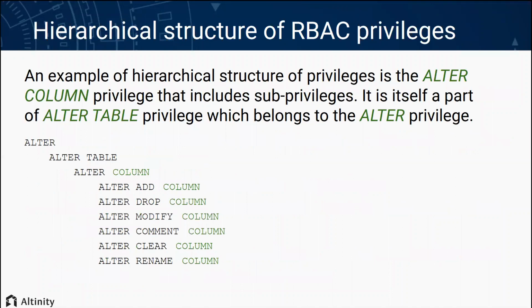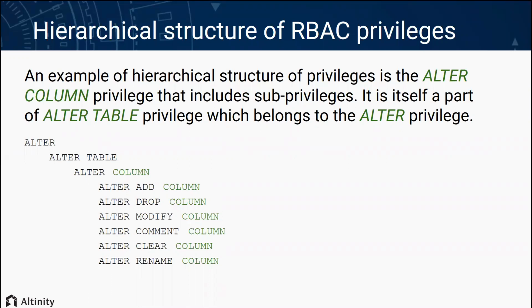Next slide. Here we have an example of the hierarchical structure of RBAC privileges. Because there are a lot of them, it would be tedious to manage all the privileges individually, so the hierarchy was created. For example, the alter column privilege has sub-privileges like alter add column, alter drop, modify, comment, clear, and rename. Those map to corresponding actions, commands, statements that you can execute inside the database. But you can control all those sub-privileges using the alter column privilege, which itself belongs to the alter table privilege, which itself belongs to alter.